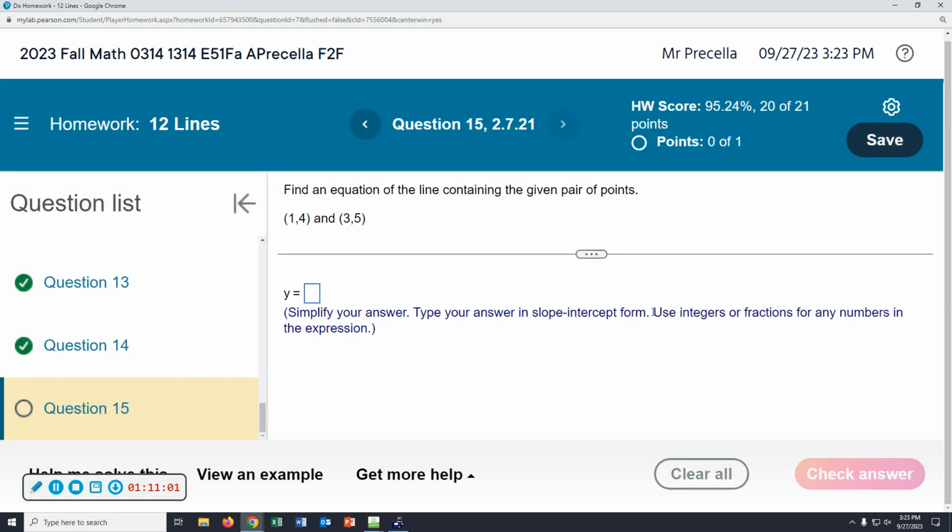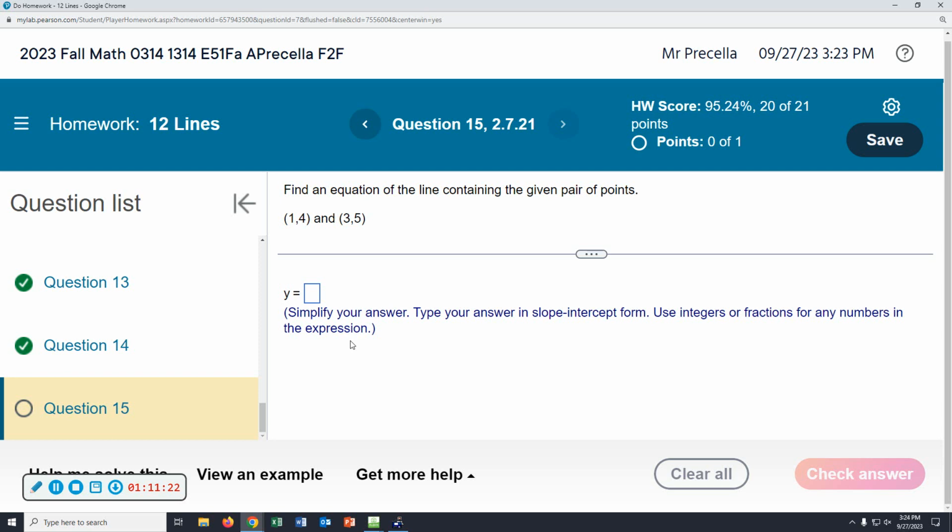Last problem. Find an equation of the line containing the given pair of points. And notice, even though they don't say it up top, down at the bottom they say write your answer in slope-intercept form. It needs to be a y equals. This is number 15.